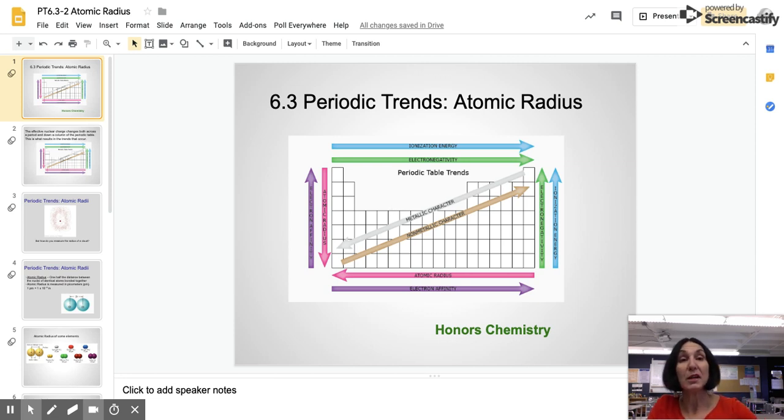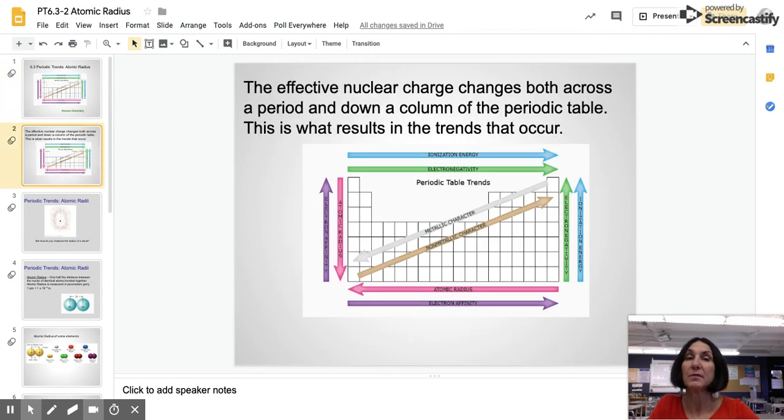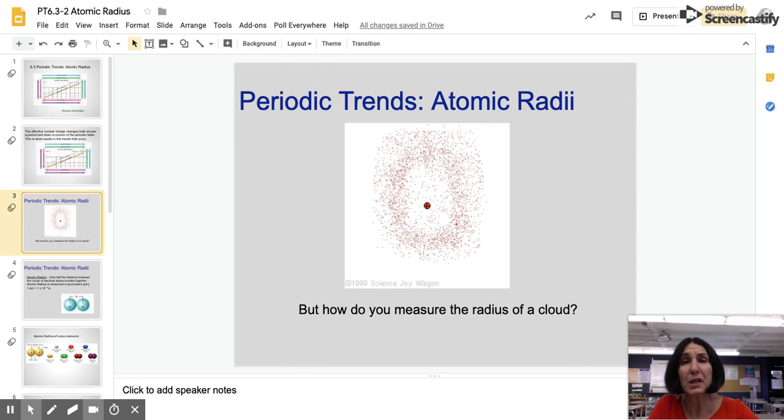This one is going to be on the first trend that we talk about in the periodic table, which is the atomic radius. We learned in the last lesson that the effective nuclear charge changes as we go across a period or down a column, and that's what will cause the changes in the atomic radius. But how do you measure atomic radius?